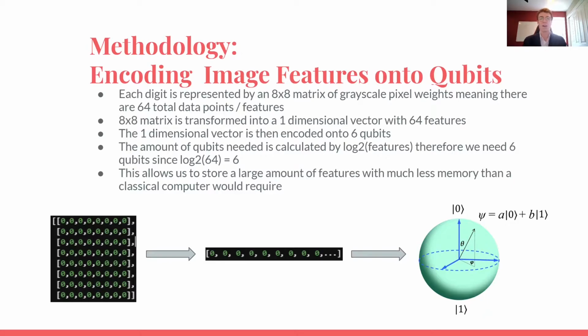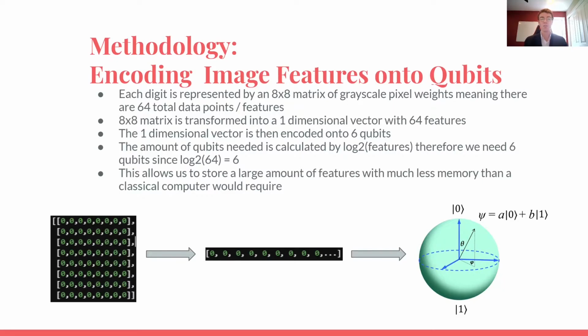Since we're working with 8 by 8 pixel images, we're going to have a total of 64 features for training our model. In order to encode the image data onto our circuit's qubits, we first need to transform the 8 by 8 matrix into a one-dimensional vector of size 64. These 64 features can be encoded into just 6 qubits.